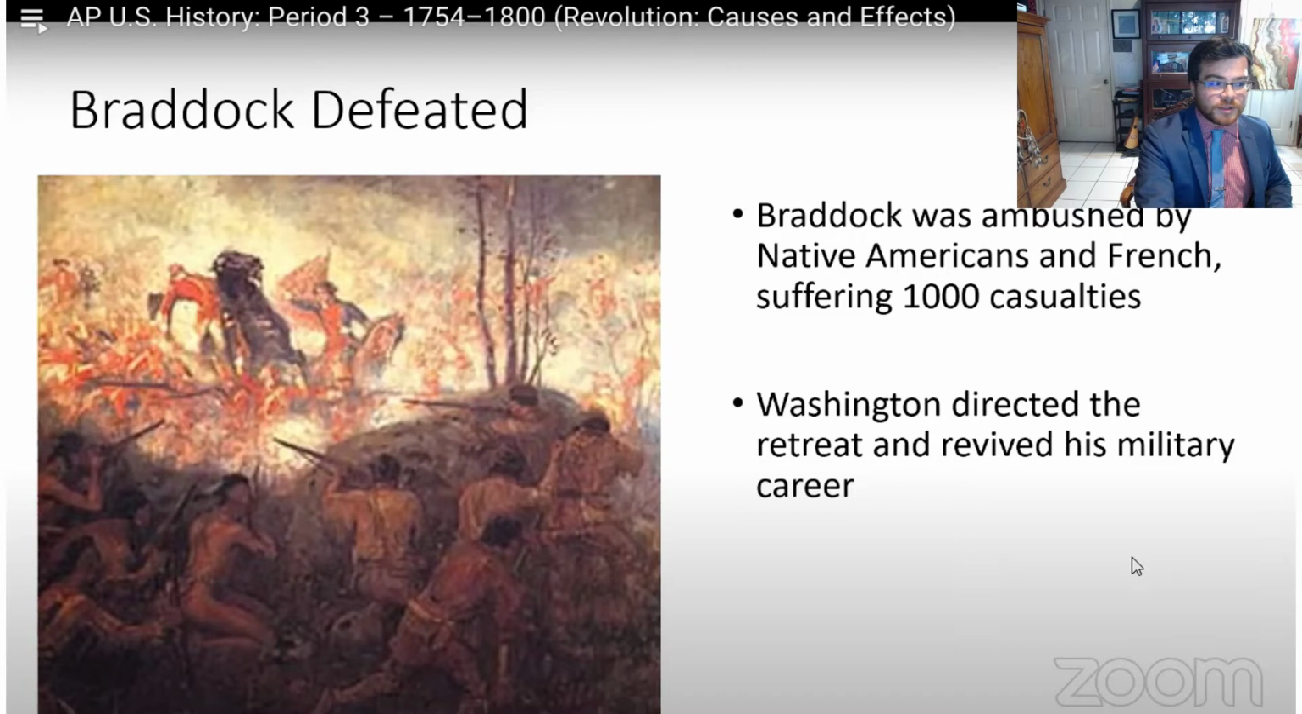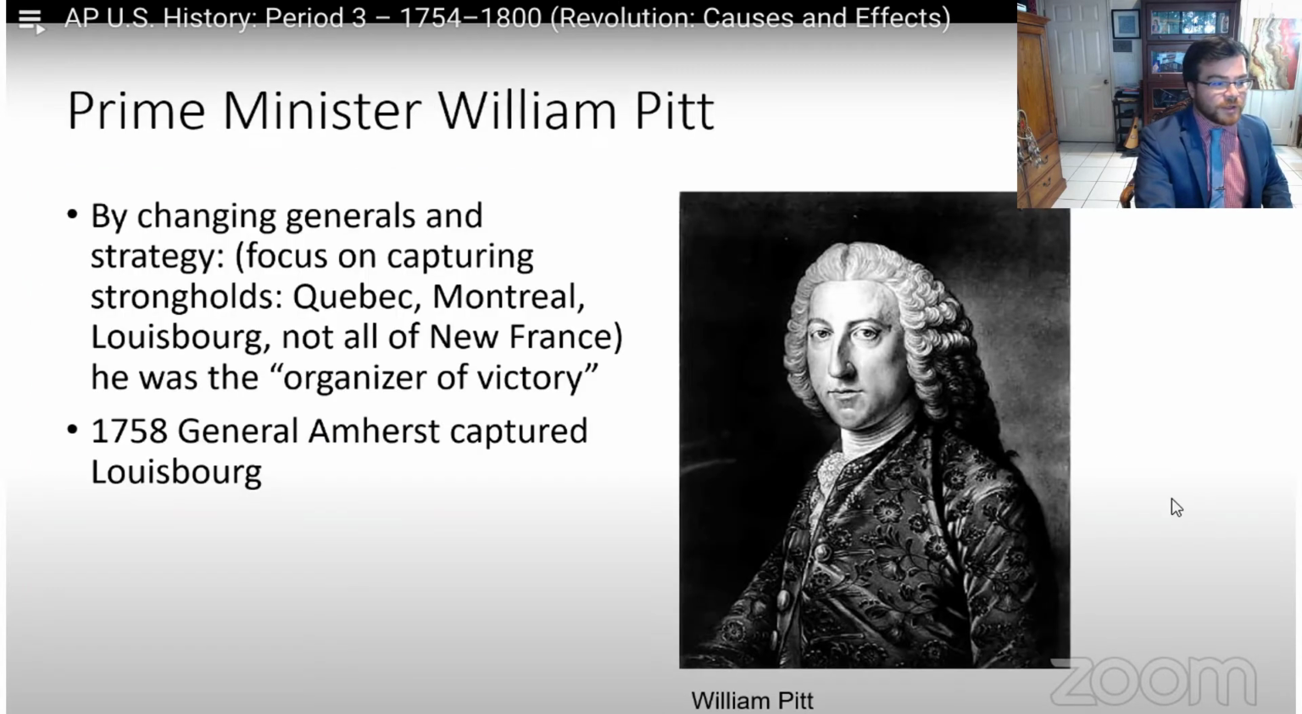Braddock was defeated by the French and Native Americans. He suffered heavy losses. So Washington was able to shine here. He was able to make an effective retreat, and he salvaged his military career. Thank goodness. If he wouldn't have done that, then he probably wouldn't have been in the military anymore, and no one would have listened to him, and maybe the British would have won. So single events, guys.